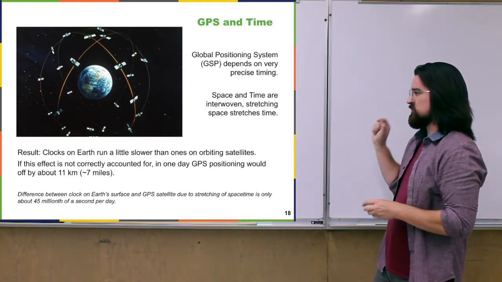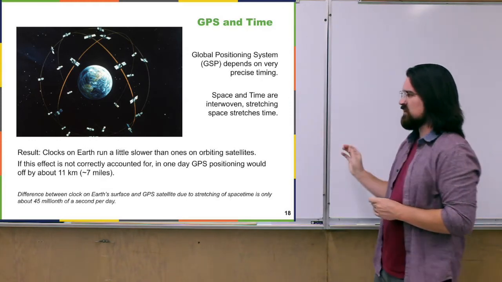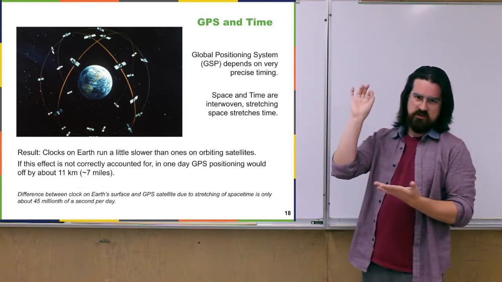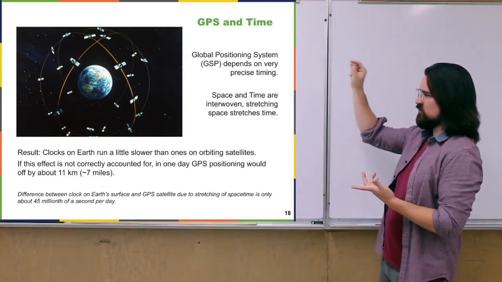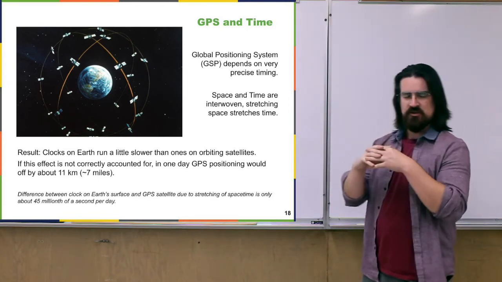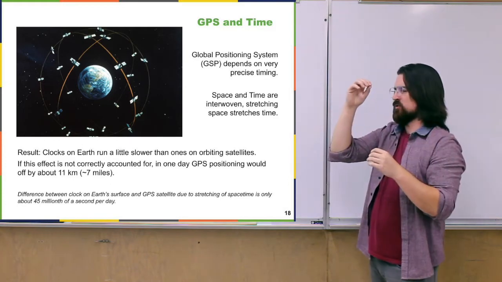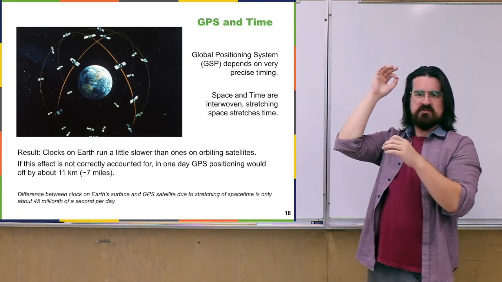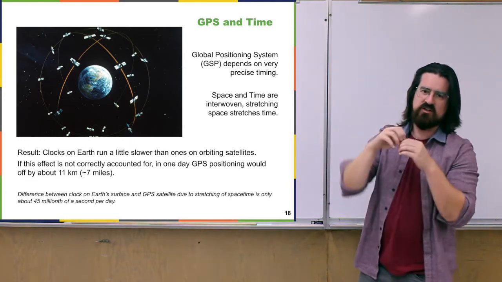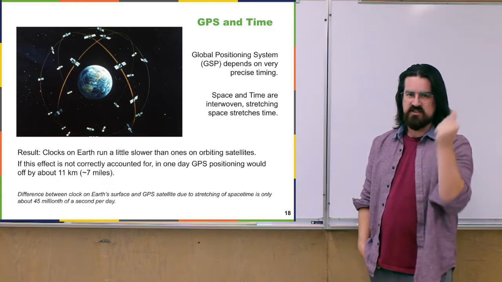But the result of this stretching is that clocks on the surface of the Earth run a little bit slower than clocks orbiting in these satellites. If the clocks are ticking slower on Earth, they're ticking a little bit faster up in the satellites. So these GPS clocks would slowly get ahead of the clocks on Earth, which is very bad for GPS because GPS needs very precise times.